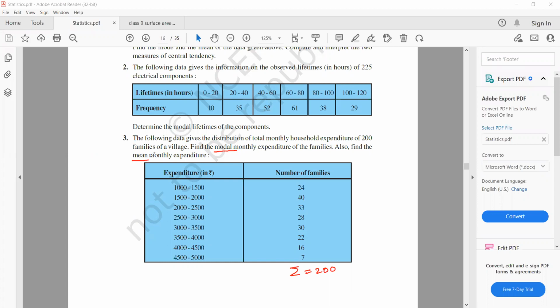Yeah, ma'am. Actually, I want you to try some questions, right? All right, ma'am. I've just solved one question. By the same method, you have to solve every question here. Okay.